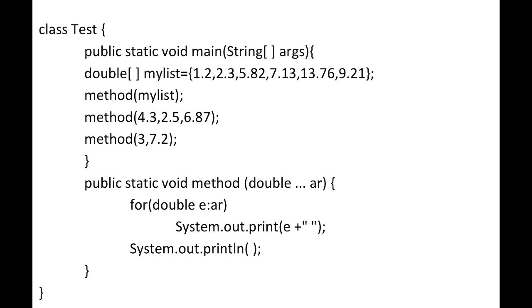So here you can observe, when we invoke the method in this line, how many arguments are there? So here 3 arguments are there. When we invoke the method in this line, how many arguments are there? 2 arguments are there. And here also we are passing one array as an argument. So you can pass arrays or variable length arguments to such type of methods.